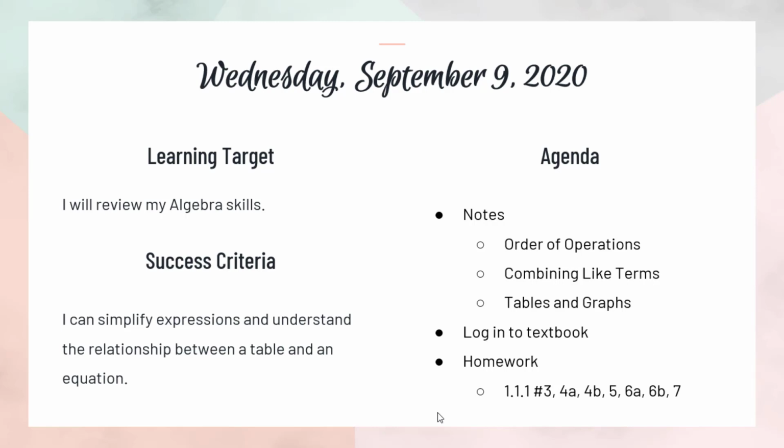Today our game plan is we're going to take some notes on order of operations, combining like terms, and connecting tables and graphs. And then you'll be able to log into your textbook today and do your assignment for the homework. I would like you to make sure that you've done yesterday's assignment as well. Double check that you've done that. You've got to submit it in that form.